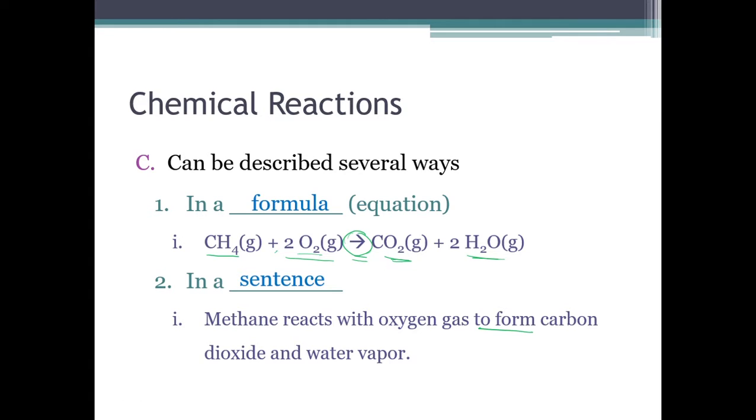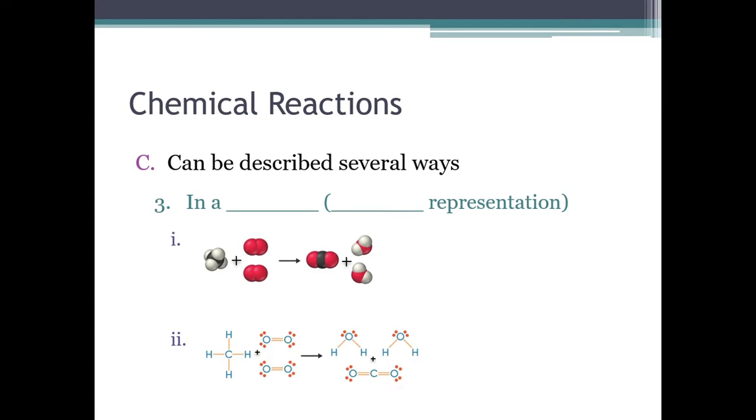The third way that we can talk about chemical equations, chemical reactions, is in a picture with a particle representation. So what you see here are two different ways of doing that. And these again are still describing that exact same equation. So we've got this shape right here, one carbon atom in the center and 4 hydrogen atoms. So this is CH4, otherwise known as methane.